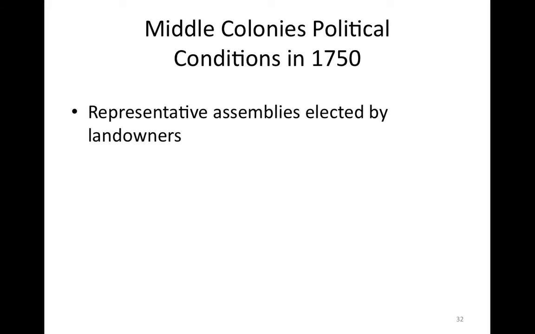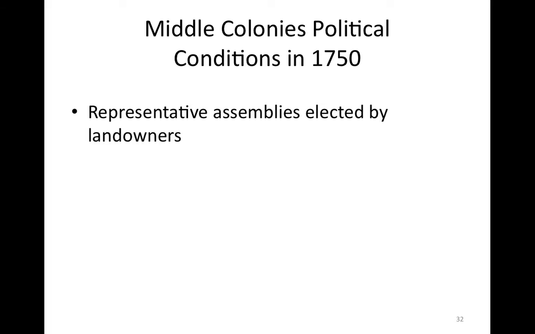So let's talk about the political, economic, and social conditions of places like Pennsylvania and then New York as well. All of the colonies in the Middle Colonies, just like in the South, just like in New England, had representative assemblies elected by landowners primarily. So this becomes a big part of the story. This is very different from French colonies in North America, from Spanish colonies.